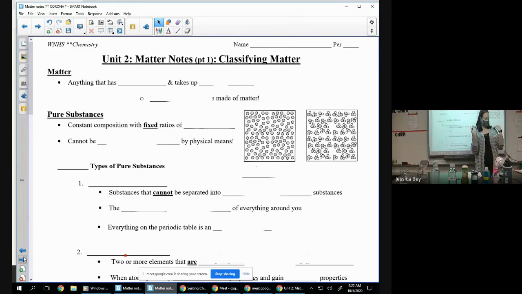Beautiful. You can put it on yourself. You can put it on the table. You can put it on your pencil. You can put it in the air, because you know air is matter. Matter is everything. Everything is matter except for energy, right?